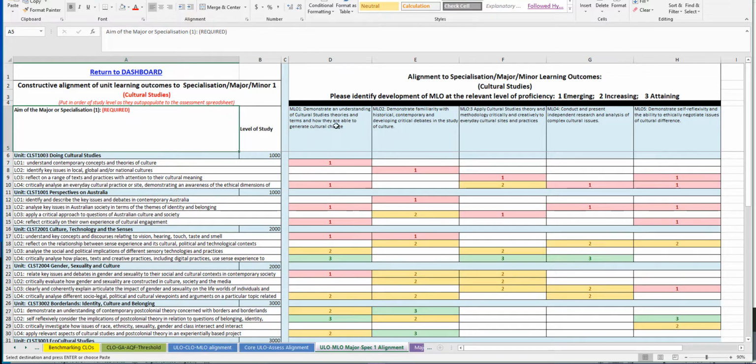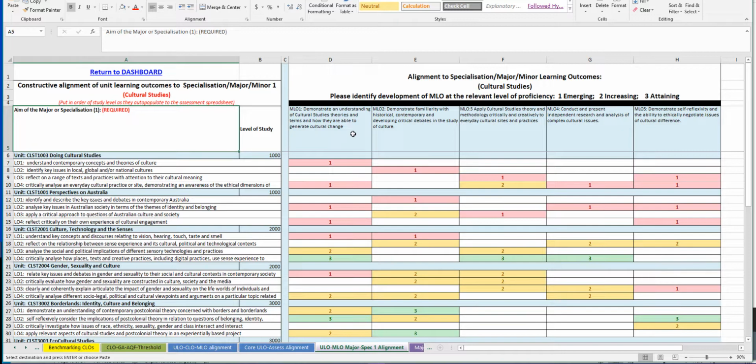And then here you have the major learning outcomes, which can come from a combination of threshold learning outcomes. So you can look at the threshold learning outcomes and create some major learning outcomes from them, or just in general from the aims of the major, you can have an idea of what those major learning outcomes should be.